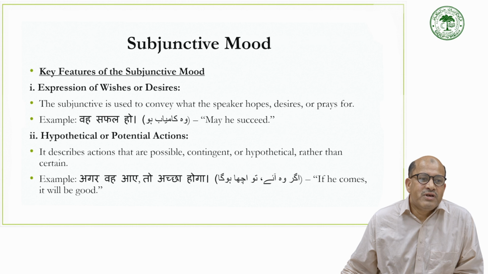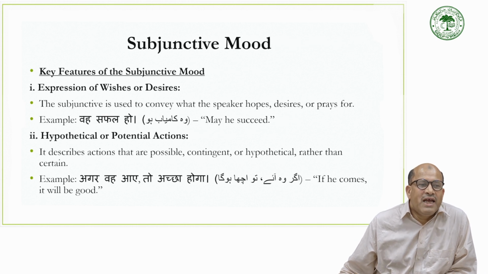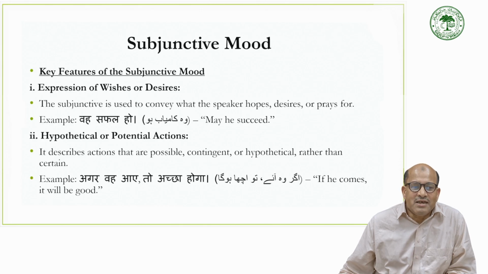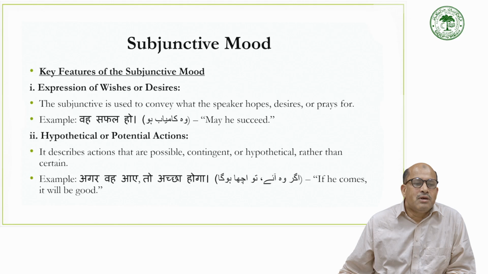If you look at the key features of the subjunctive mood, those are, first, expression of wishes or desires. The subjunctive is used to convey what the speaker hopes, desires, or prays for. For example, वो सफल हो and वो कामयाब हो, referring to may you succeed, as a wish. Second, hypothetical or potential actions, which describes actions that are possible, contingent, or hypothetical rather than certain. अगर वो आए तो अच्छा होगा, that is conditional, like if he comes it will be good.